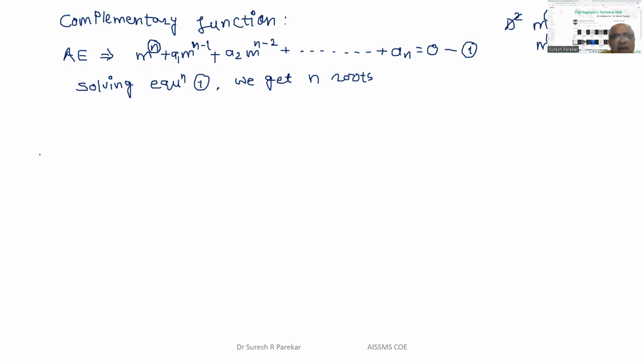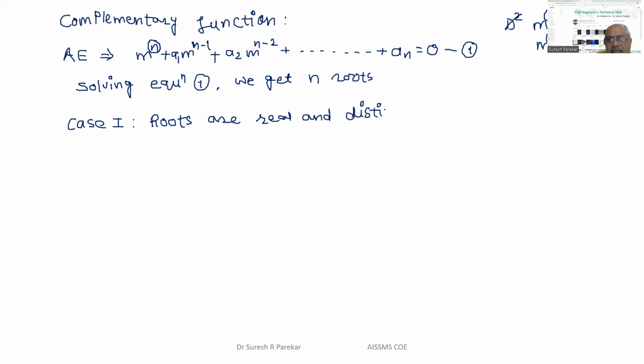Now we have 3 cases to find complementary function. Now we will go with case 1. Now in this case 1, whatever roots we are going to get, the roots are real and distinct.